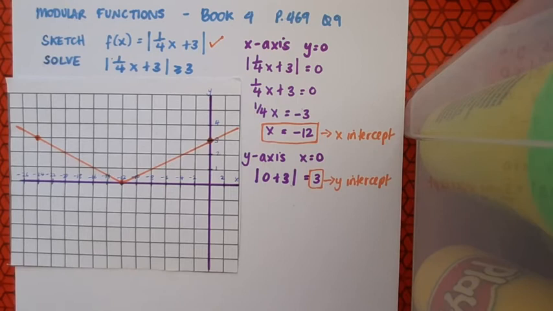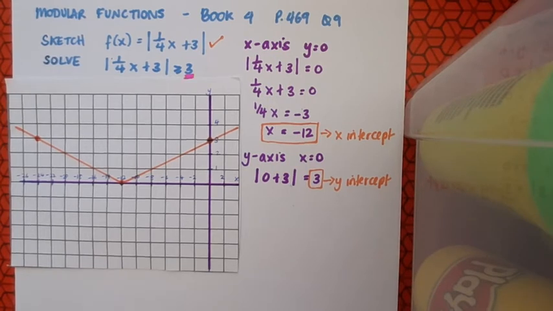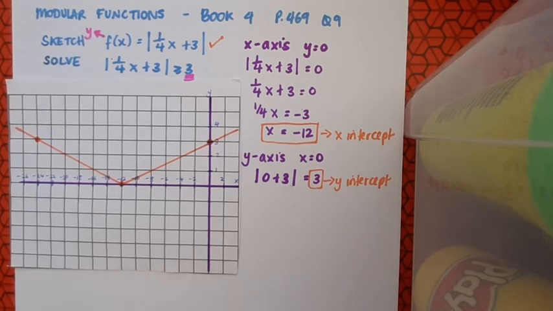Now I also need to use the sketch to solve the absolute value of a quarter x plus 3, which is just f of x, is greater than or equal to 3. Well, what does this greater than or equal to 3 business mean? Well, when I say that I want it to be greater than or equal to 3, I mean that I want the function to be above 3. I want f of x to be greater than 3. Of course, we know that f of x basically means the same thing as y for this function. So I want y to be above 3.